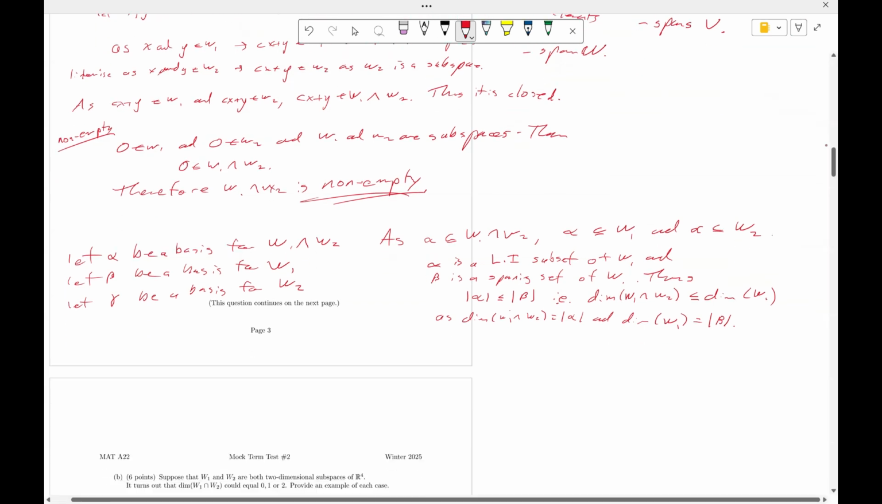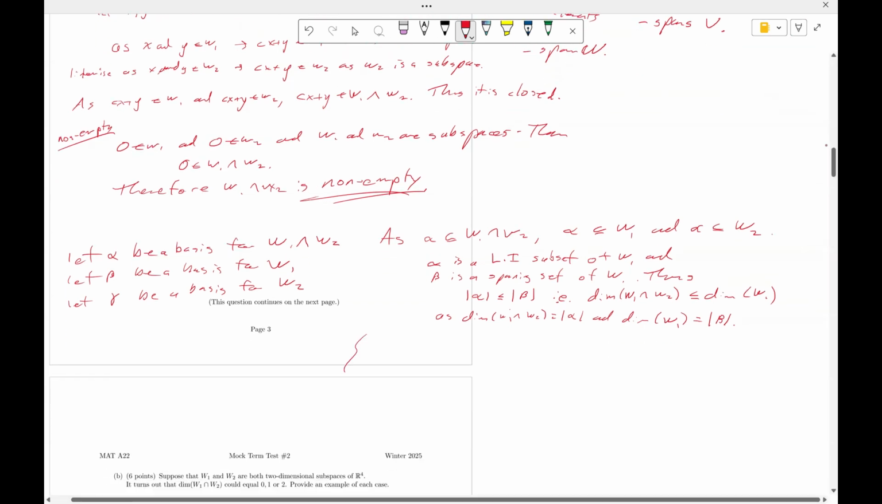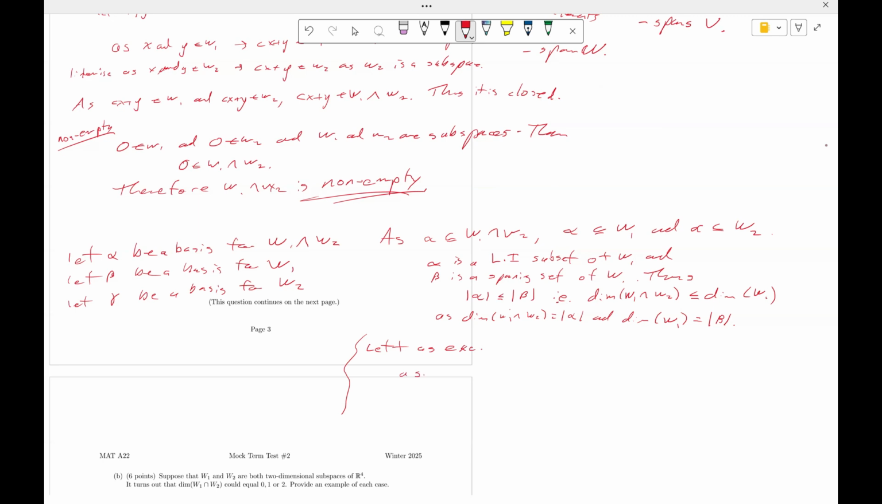I'm going to leave the second one as an exercise. A similar argument, which I encourage you to do on your own, shows that the cardinality of alpha is less than or equal to the cardinality of gamma, i.e. the dimension of W1 intersect W2 is less than or equal to the dimension of W2.